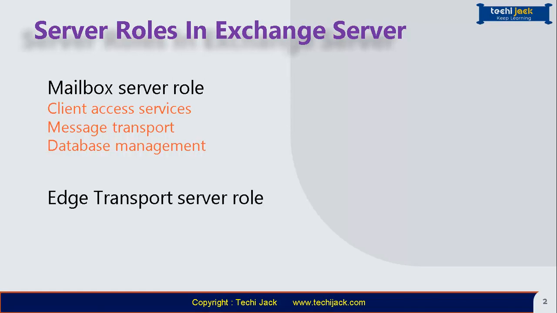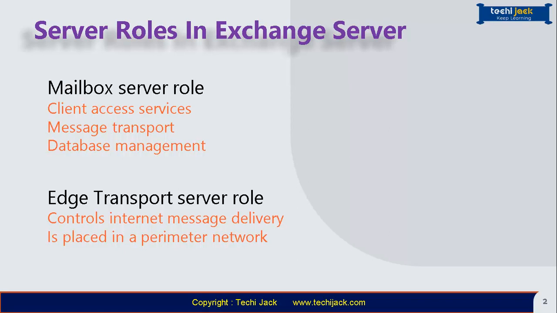Edge transport server role controls internet message delivery. The edge transport server role is used to secure mail flow between an Exchange server organization and the internet, and is placed in a perimeter network. All the messages to and from the internet are routed through the edge transport server role. Implementing the edge transport server role increases the security by providing a point of blocking spam and malware. So these are the only roles included in Exchange Server 2016 and 2019.